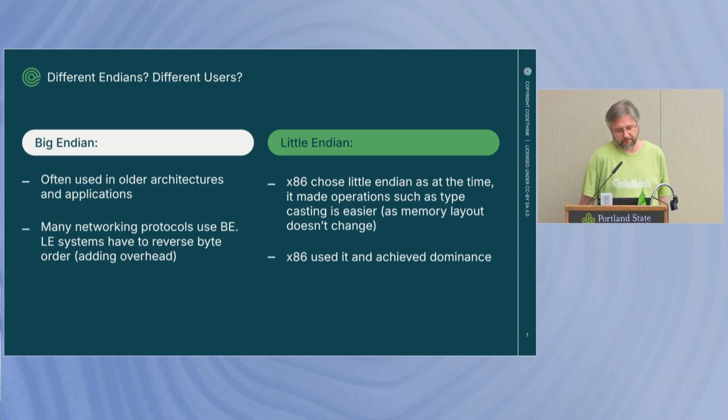So many newer systems are now little-endian. It seems that x86 chose it because it makes their life easier. And of course, x86 achieved dominance. So we're stuck with little-endian.